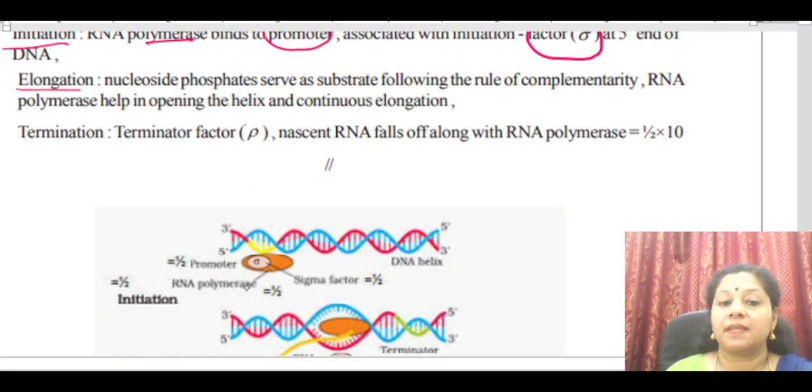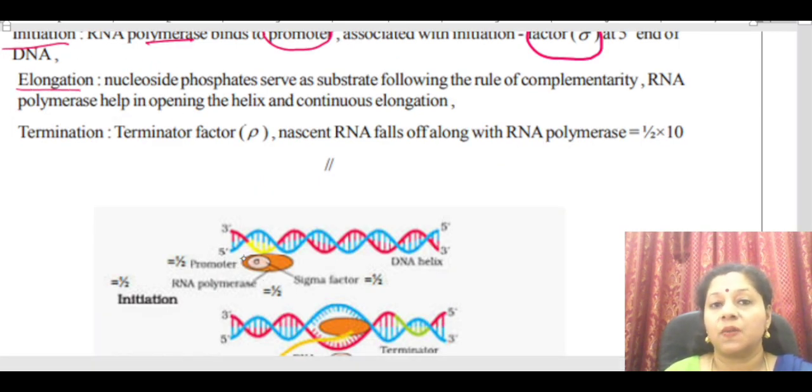So once the process begins with the sigma factor associated with the RNA polymerase, now the nucleoside triphosphates, because they are the substrates, will be added to the DNA strand based on the information on the DNA strand, following the rule of complementarity. What is the rule of complementarity? Adenine base pairs with uracil and guanine base pairs with cytosine, because here it is uracil; the newly formed biomolecule is RNA.